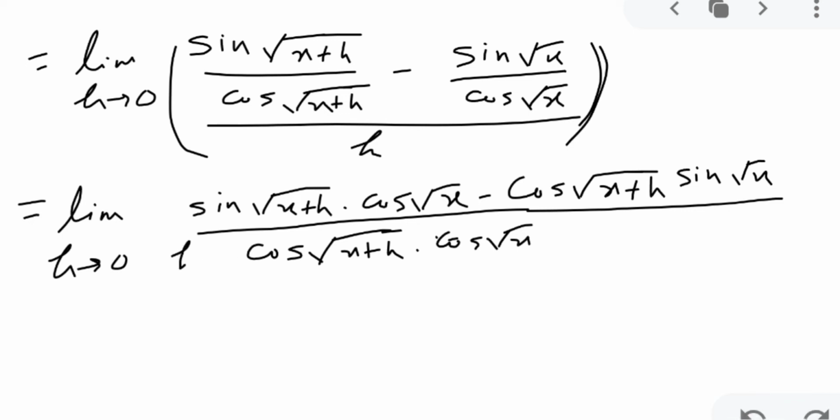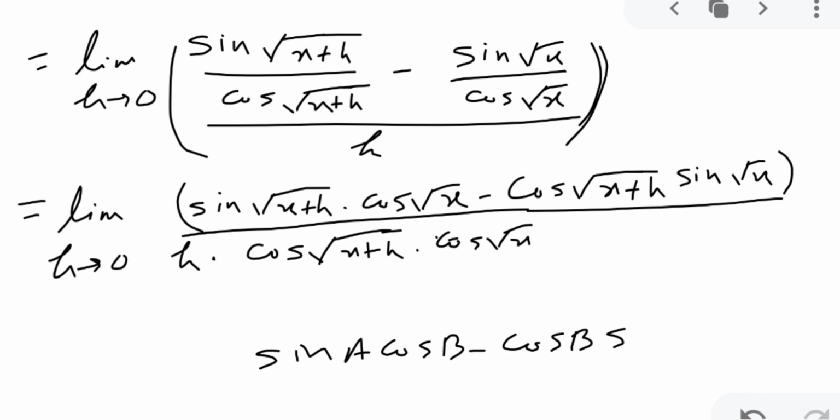So I am writing here, one step I skipped from here. Because when you do h, then 1 upon h, so h will come in the denominator. Okay, so this is okay. And if you see the numerator, this is sin a cos b minus cos a sin b. Using this formula, here a is nothing but root over x plus h and b is nothing but root over x. Okay, and this is the formula for sin a minus b.